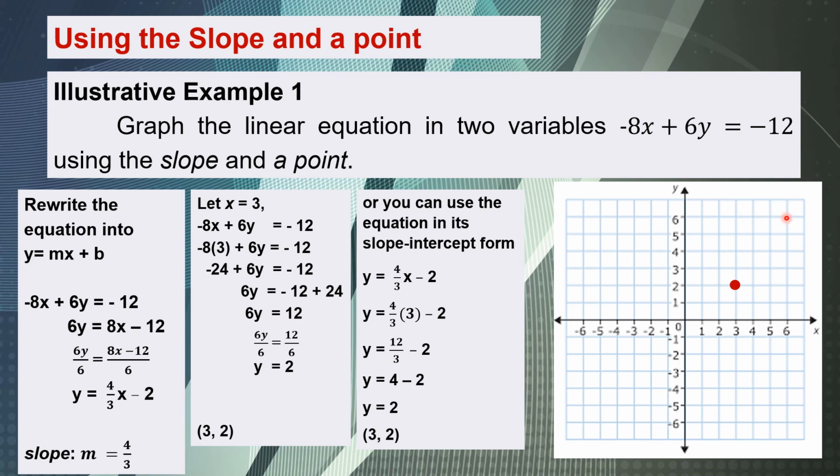So, andito yung ating pangalawang point. So, we can now connect the 2 points to form a straight line. So, this line now is our graph for negative 8x plus 6y equals negative 12.